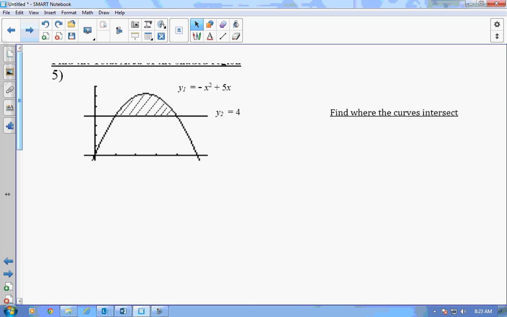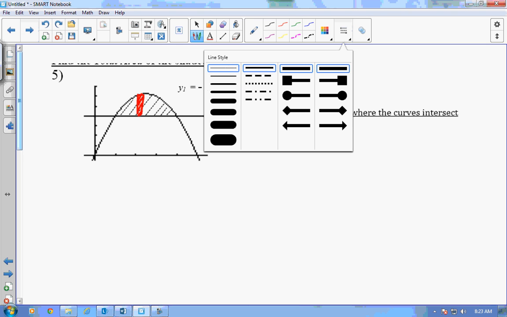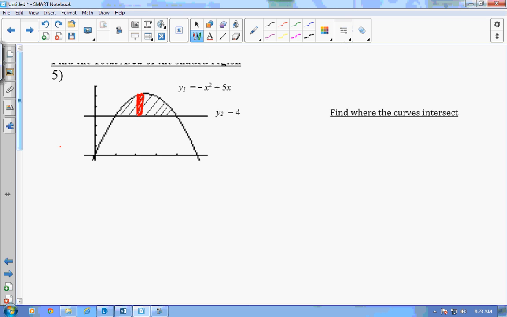Okay, still same deal though, top minus bottom. We want the total area of the shaded region. Is this area a positive area or a negative area? Positive area, because it's above the x-axis. Sign of it would be positive. So it's still the same thing, top minus bottom.